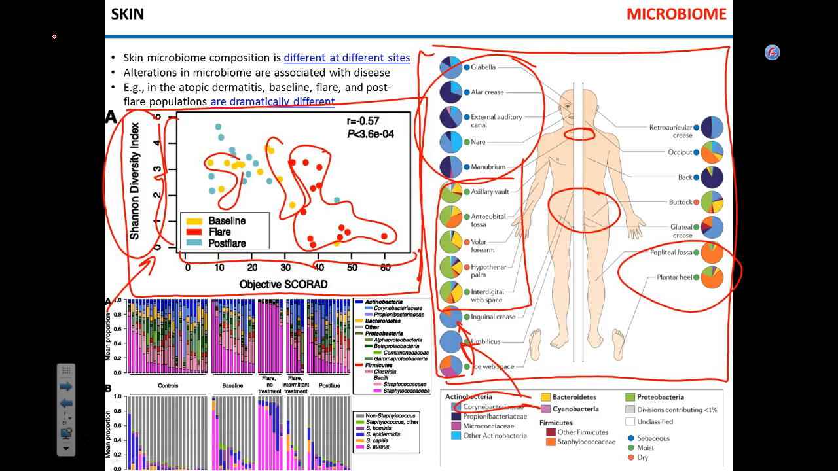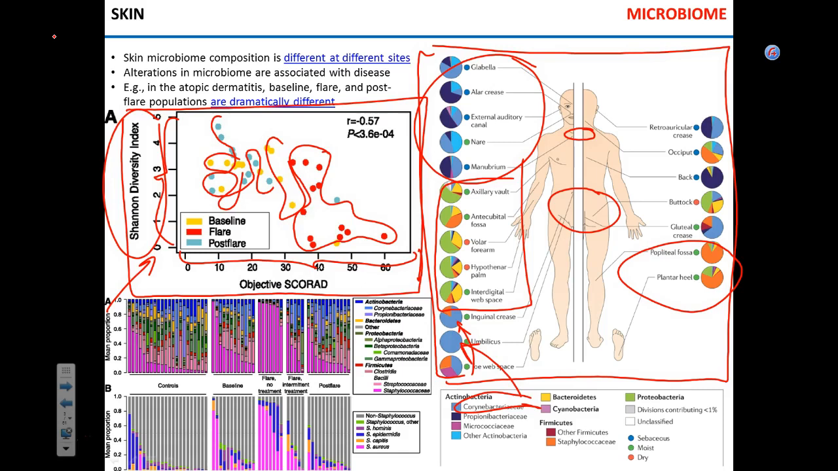the diversity of the population changes. It actually decreases. And post-flare, the diversity of the population comes back. Basically, this graph shows you that during the atopic dermatitis outbreak in a person, the diversity of microorganisms on the skin reduces. Okay? Does that make sense?